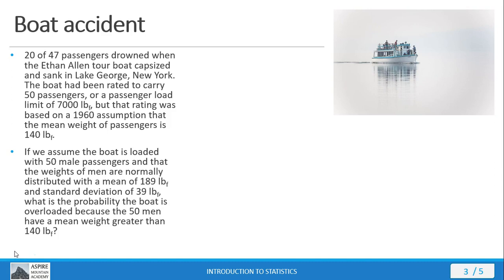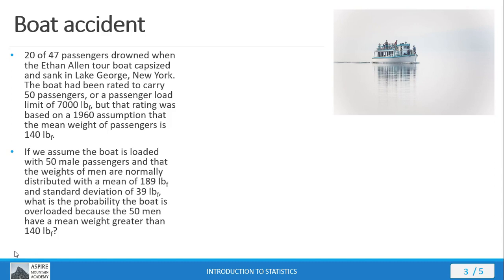But that rating was based on a 1960 assumption that the mean weight of passengers is 140 pounds. Well, obviously that assumption is probably not the best one to be making, because since 1960, the weight of the average person in this country has climbed. It's gone up and it's continuing to go up. So that assumption is probably not the best one to be making.